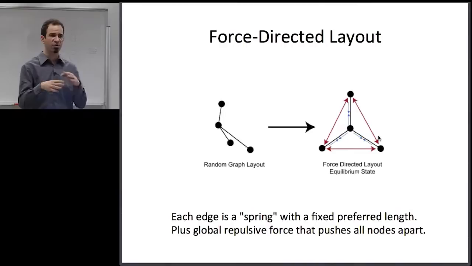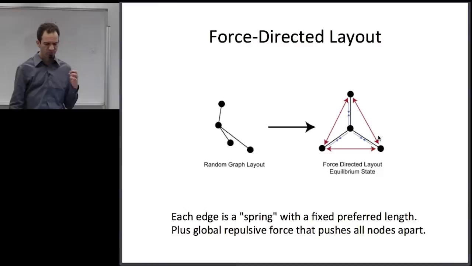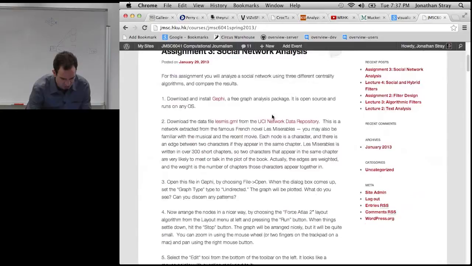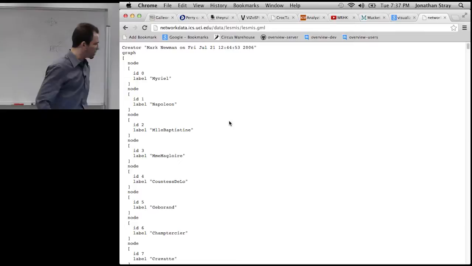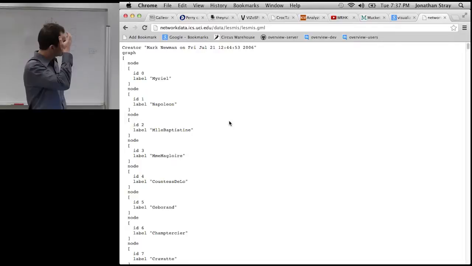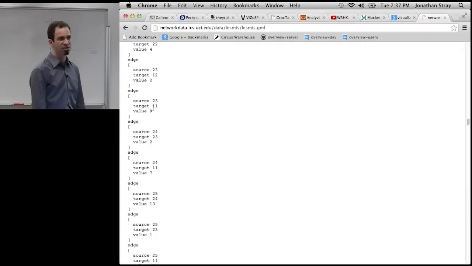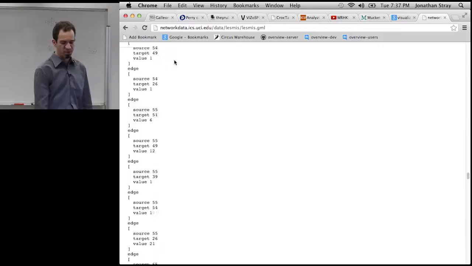And the problem is this. Let me show you some data. I'm actually going to go to the assignment, which you will look at the end of this. This is a source data file for the relationships between characters in Les Miserables. What we have is a list of nodes, each of which is a character in the book, and then we have a list of edges, which gives two people and a weight. Great. So that's the source data. That's what the data looks like. We want to turn that into a picture.